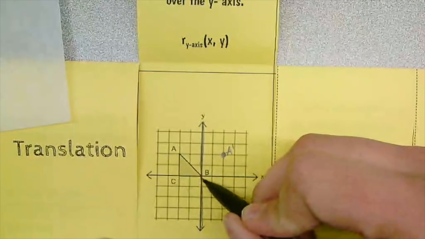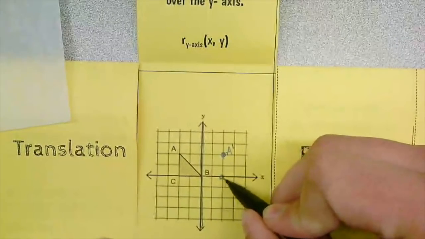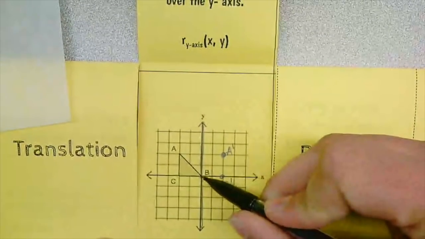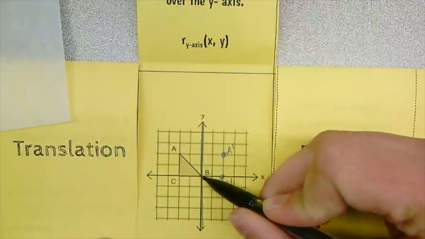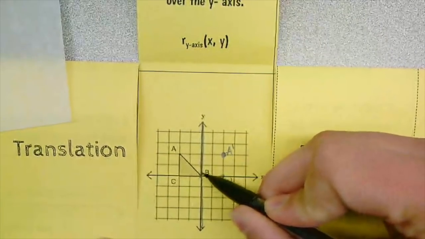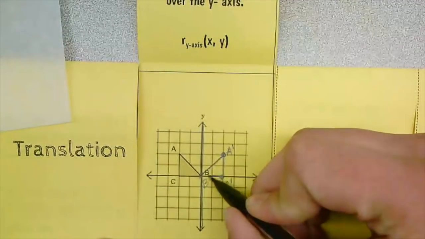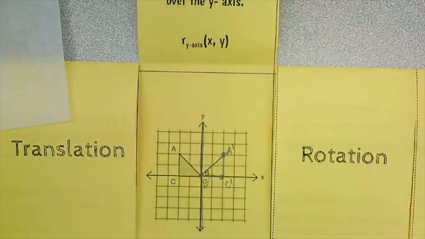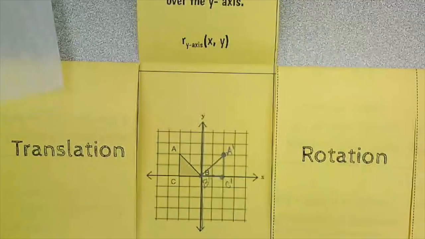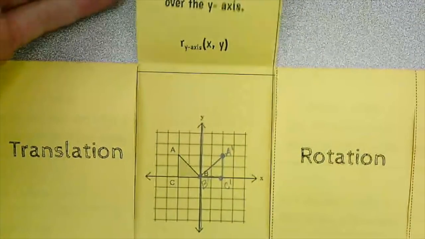C is also 2 units away, so it needs to be 2 units away on the other side, or C prime. And B is actually 0 units away from the line we're flipping it on, so B and B prime are going to be in the same location. And then we'll just connect our lines to form our triangle. And now we have reflected that figure over the y-axis.